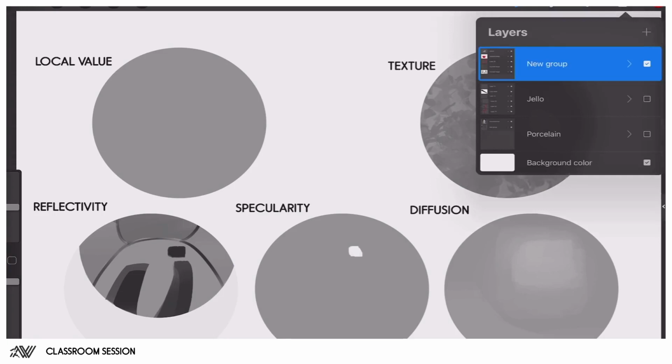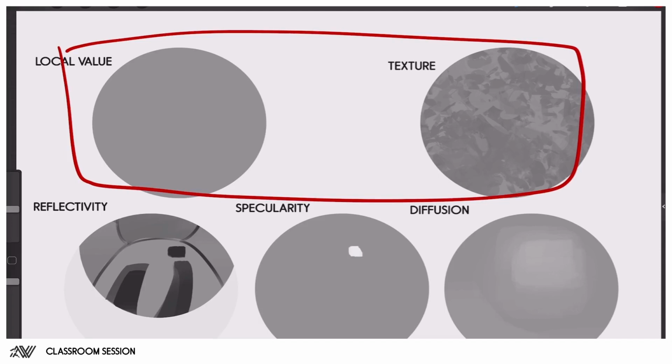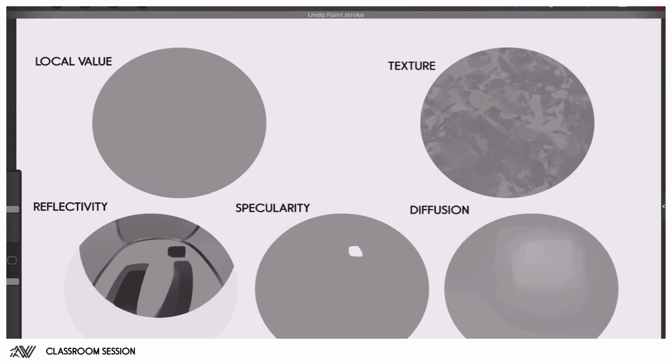Now it's important to know that the top two are going to influence the bottom three, right? So it depends on the local value and the texture of your material. That's going to indicate what kind of features and characteristics your material is going to display. So it's either going to be reflective, specular, diffused, and local value and texture is going to have an effect on that. So going over them one by one.